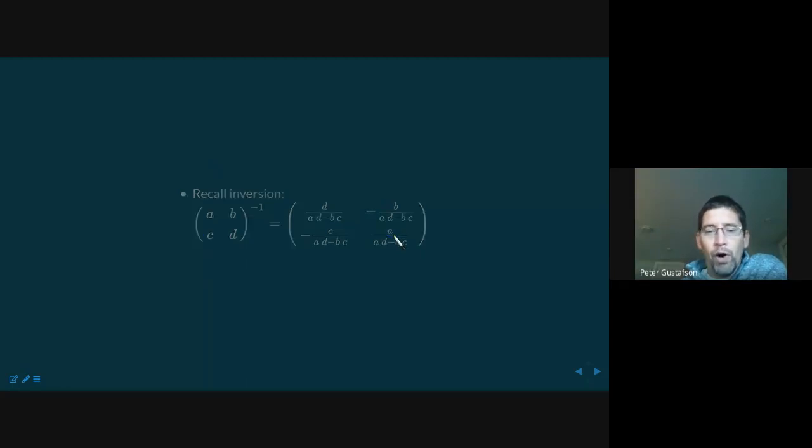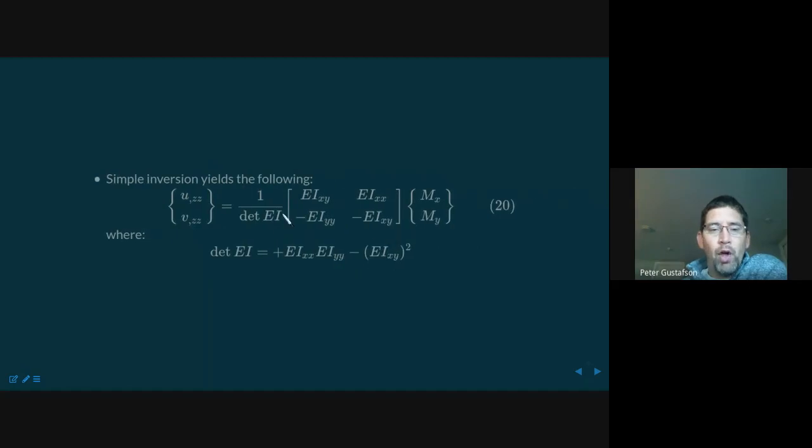You've done it before. So all I'm doing now is inverting those matrix equations that were present previously. So I swapped A and D, I negated B and C, and I calculated the determinant. And in this case, the determinant is going to be equal to this term here.